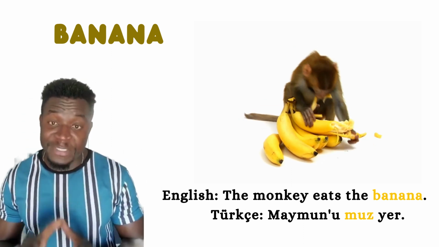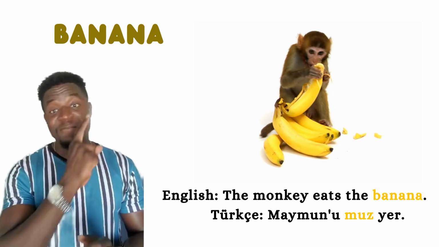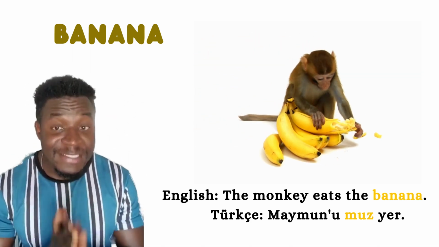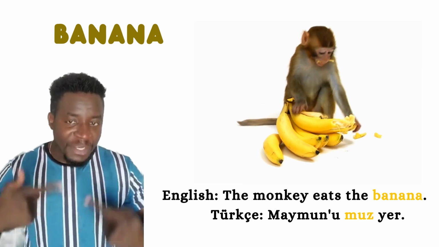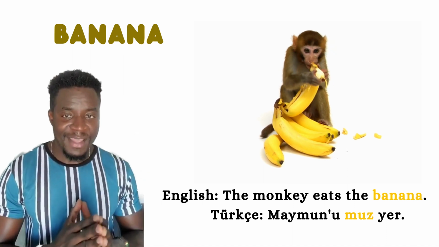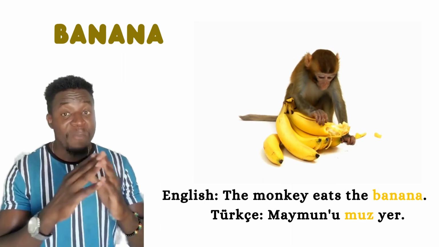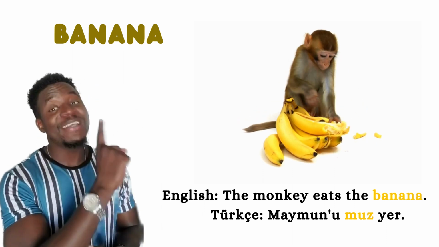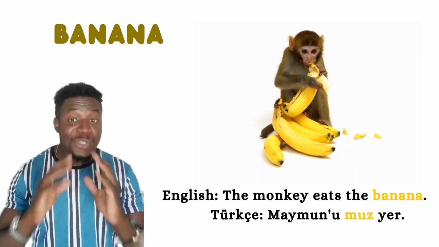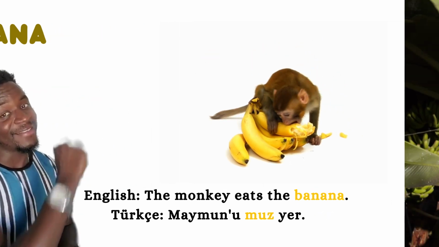So an example sentence is the monkey eats the banana. As you can see in this picture right here, the monkey eats the banana. Say it with me. Can you repeat? The monkey eats the banana. Okay? Now, in the Turkish language, it is maymunun muz yer. That's it in Turkish. That's why I like Turkish. It's so unique. Maymunun muz yer.